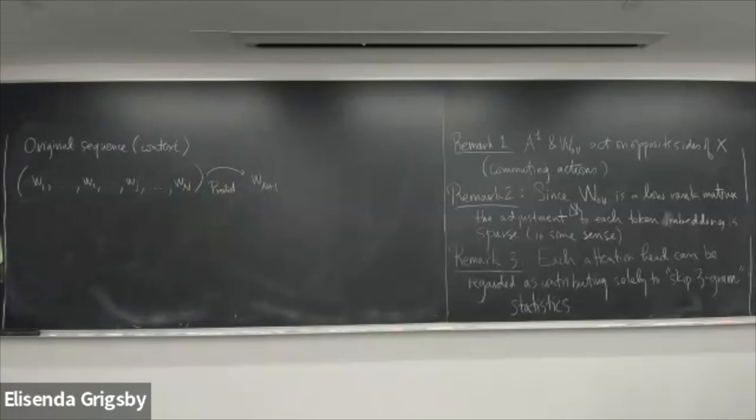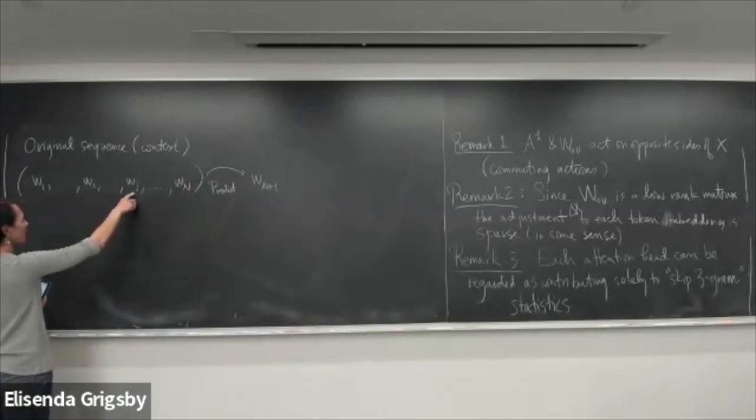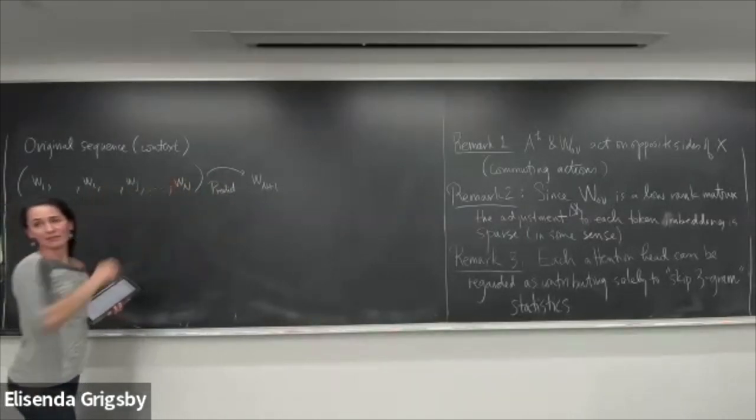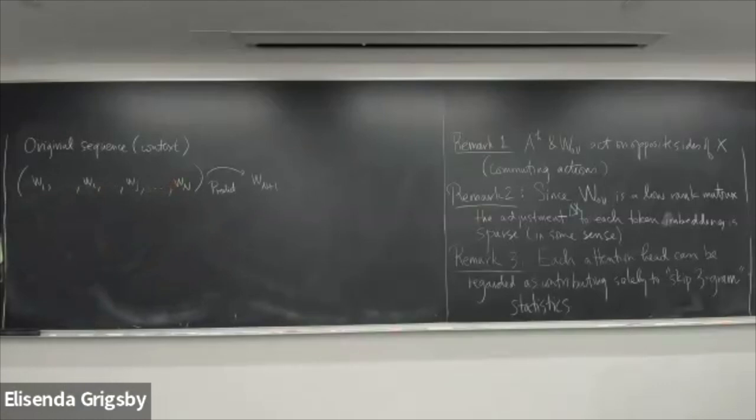I'm not saying anything as precise as what I said last time for bigram, but the point is that the attention patterns are identifying how pairs of tokens, not necessarily adjacent, adjust the bigram statistics to give you these skip trigram statistics. Okay.